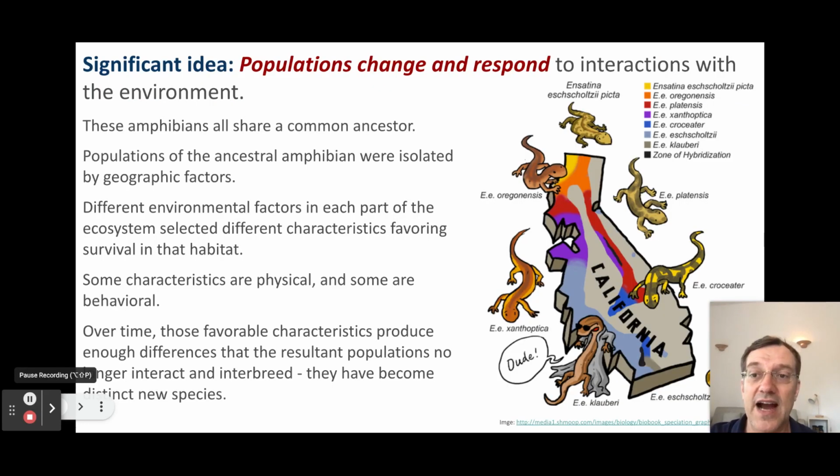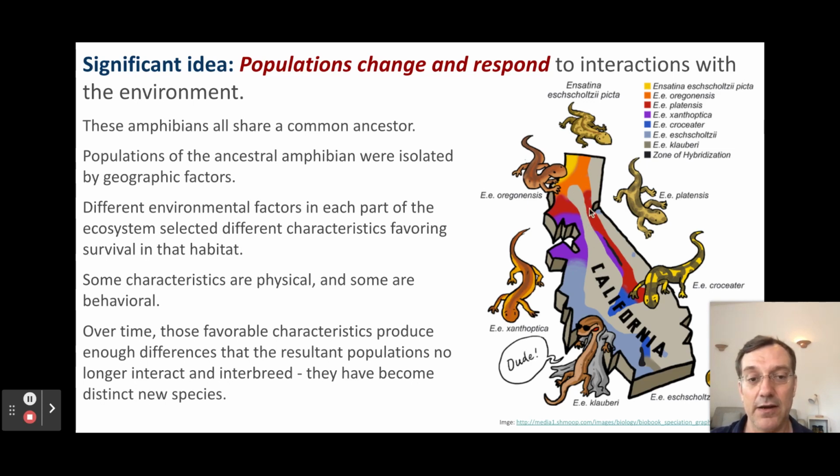The second big idea in topic 2.1 is that populations change and respond based on the way that they interact with the physical environment. In this image here, it's a simplified map of California. This whole coastal zone has lots of mountains. Here's where all of your redwoods are found. And this zone here is also mountainous. And those zones are separated by the Central Valley, which is where most of the major agriculture in California happens.